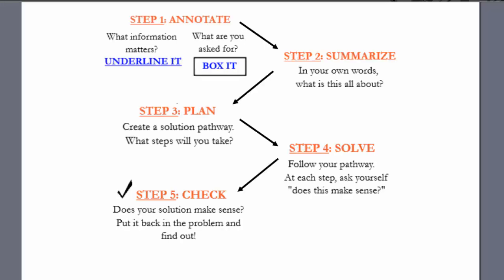Before we begin, just a quick review. We have a solution pathway. This is something we can use if we're stuck on a problem. It's always a good way to get unstuck. The first step is to annotate. Then you want to summarize: what is this question even asking? Then think about a plan, what solution pathway you're going to take. Follow that pathway. This is where the heart of the matter is, actually solving the problem.